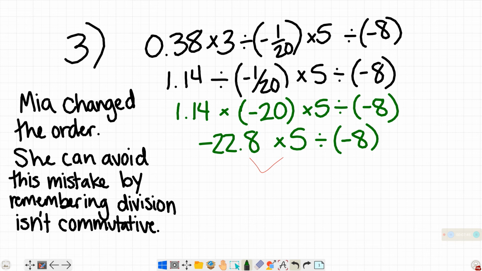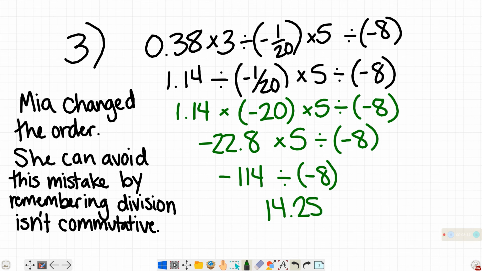Our next step is here because it is farther to the left, and multiplication and division happen at the same time for order of operations. So negative 22.8 times 5 is negative 114. Then we're going to divide by negative 8, and since they have the same sign and they're both negative, we will get a positive answer. And 114 divided by 8 is 14.25. You could also write 14 and a quarter because a quarter is worth 25 cents. Either one of those answers is acceptable.